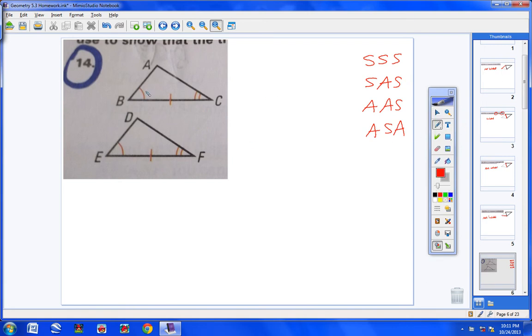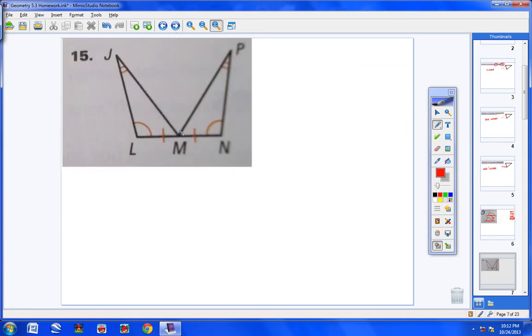Notice that we have an angle, and then a side, and then an angle, congruent to an angle, and then a side, and then an angle. So we have angle, side, angle in this triangle, congruent to angle, side, angle in this triangle. So which one of these would you use to prove that these two triangles are indeed congruent? Angle, side, angle. Let's take a look at 15.